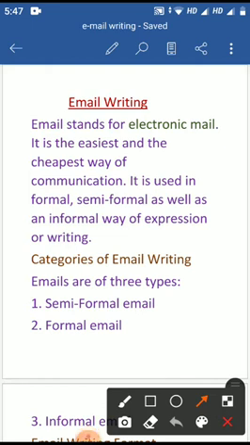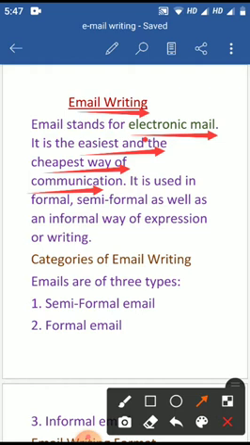Today we are going to learn about email writing. Email stands for electronic mail. It is the easiest and the cheapest way of communication. It is used in formal, semi-formal as well as an informal way of expression or writing.